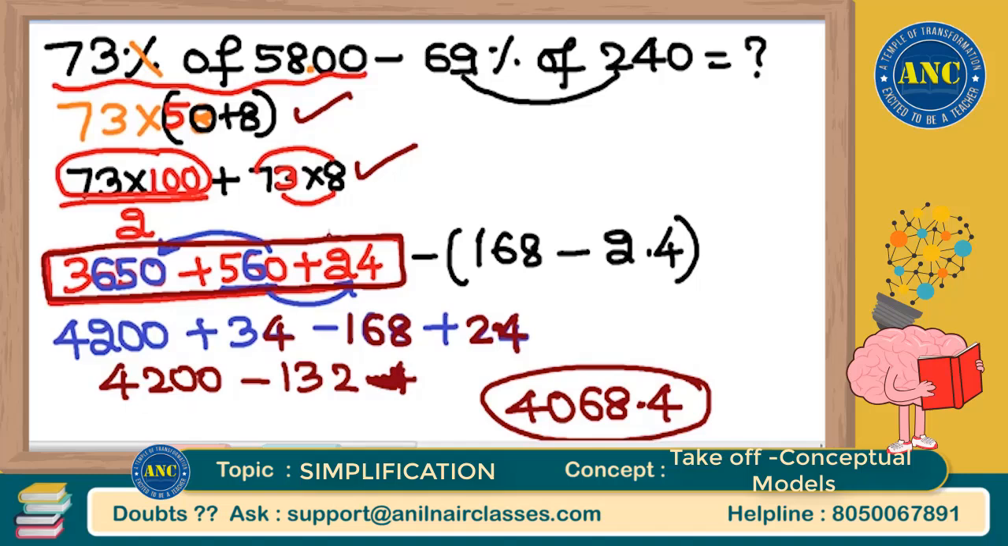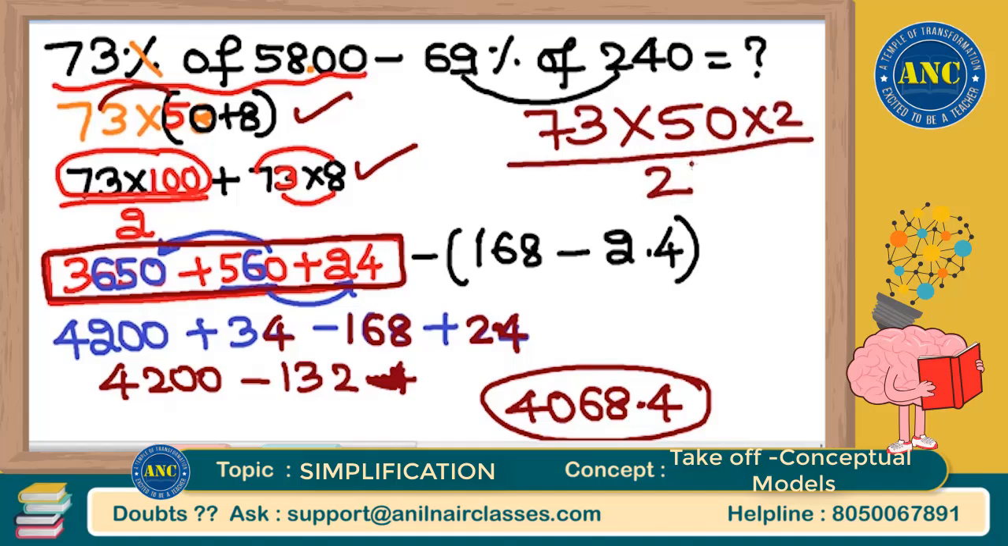Idea should be very, very clear. I have 73 into 50, but I don't like the 50 to be there. I want to make it 100, multiply and divide by 2. It is 73 into 100 by 2. That is what I wrote here.